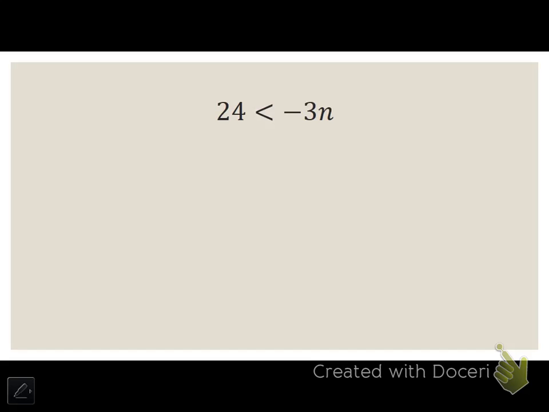Okay, so we're multiplying, so to get rid of it, we have to divide. So 24 divided by negative 3 is negative 8. Again, we divided by a negative, so we have to flip our sign, but I want n in front. So since it's eating negative 8, we got to keep eating negative 8.